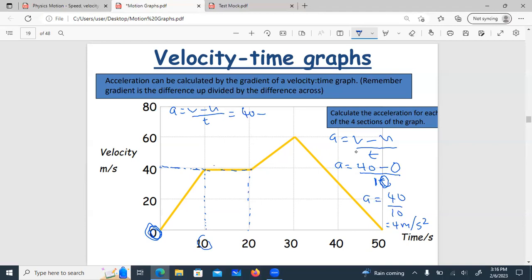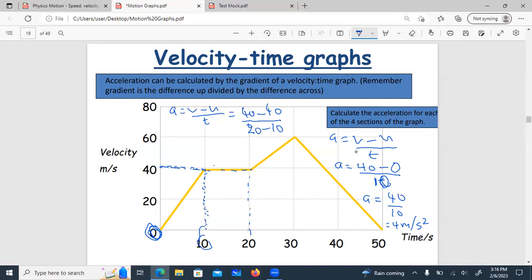minus initial velocity, that's the velocity at 10 seconds. What's the velocity at 10 seconds? At 10 seconds, our velocity is 40, divided by time. What's time taken? Time taken is 20 minus 10, okay? Because we are taking timestamp 10 to 20 seconds. So let's go.